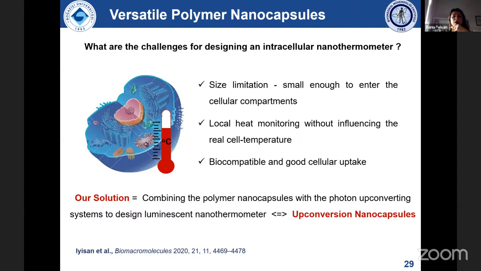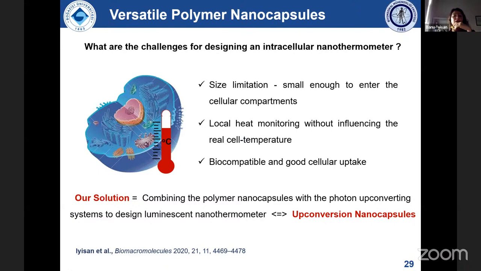Also, we need to have local heat monitoring without influencing the real cell temperature, definitely. So we are working in a very delicate world, and these materials should not really interfere with this area. Definitely, it should be biocompatible, need to have good cellular uptake, and how we could do it. There are different ways to do it, but usually optical approaches are combined in this world, I would say.